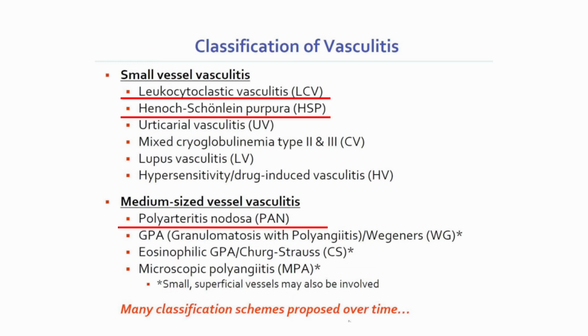This is another way to classify the vasculitis. And we can subdivide the vasculitis into two big categories, including the small vessel vasculitis and medium-sized vessel vasculitis. And the two characteristic disorders are the LCV and the HSP in the small vessel. And in the mid-vessel vasculitis is the PAN.